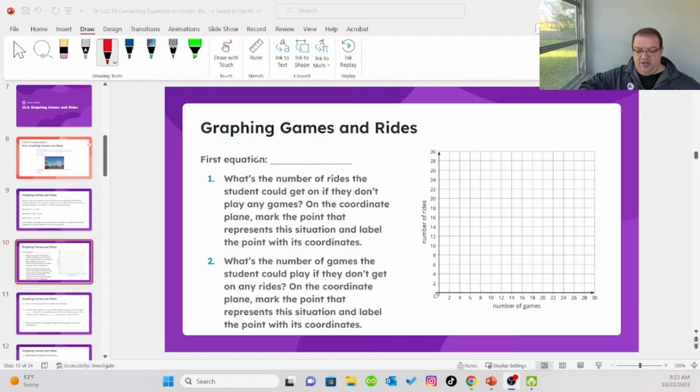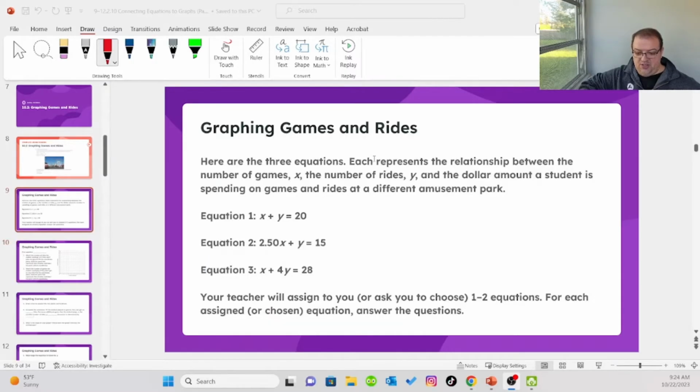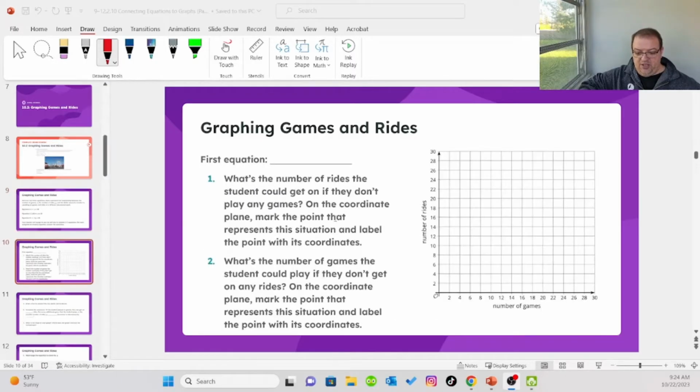So here it says we need to fill in our first equation. So the first equation they give us is x plus y equals 20. So we can go ahead and write that in here. X plus y equals 20. Number one, what's the number of rides the student could get on if they don't play any games? On the coordinate plane, mark the point that represents this situation and label the point with its coordinates.